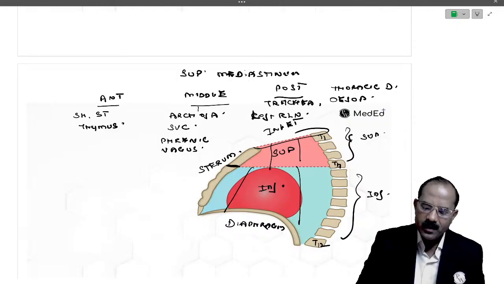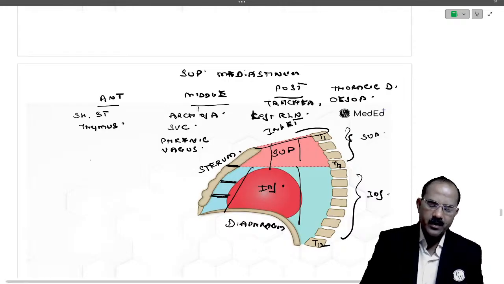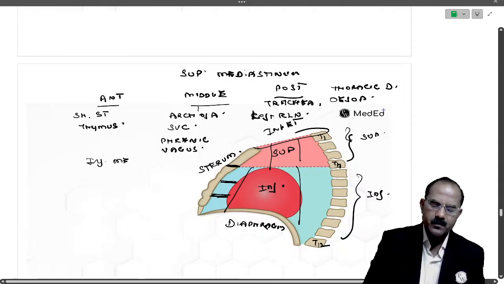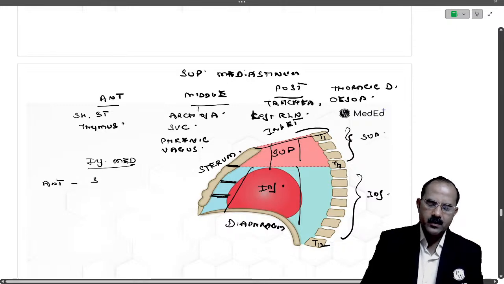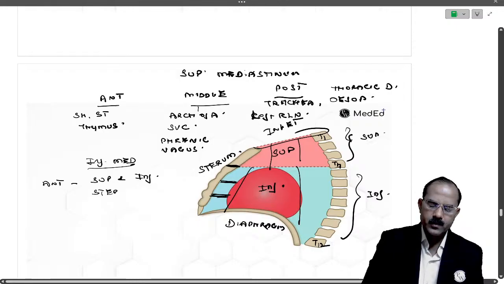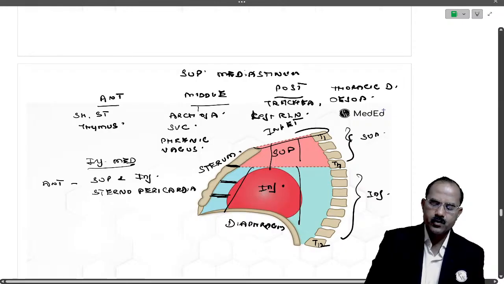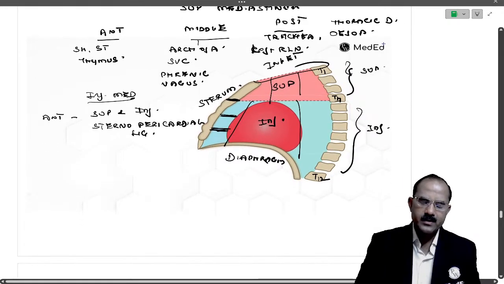Inferior mediastinum: this is the anterior part, middle part, posterior part. Anterior part, what do we get? What did I draw here? If anyone can tell me what this is. Inferior mediastinum, anterior part. This is the superior and inferior sternopericardial ligaments.